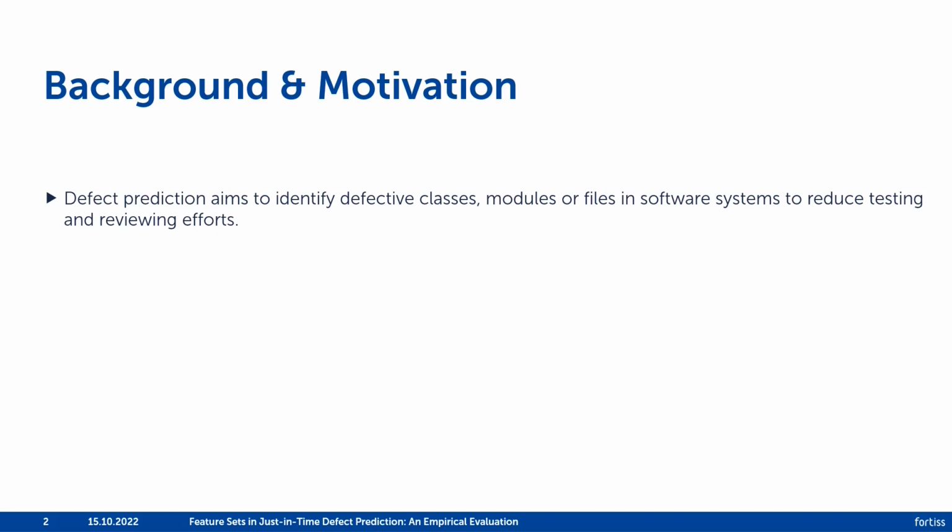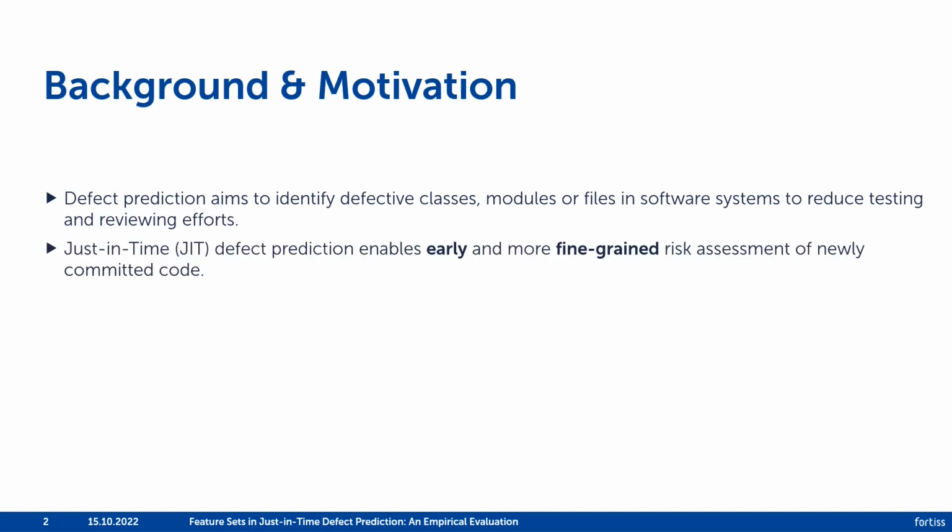In just-in-time defect prediction, these methods are applied on every new commit to the system, which has several benefits. First, the prediction is available early after the initial development task is accomplished, which leads to faster reviews. And second, predictions on a change level contain a smaller amount of code, leading to more targeted reviews.